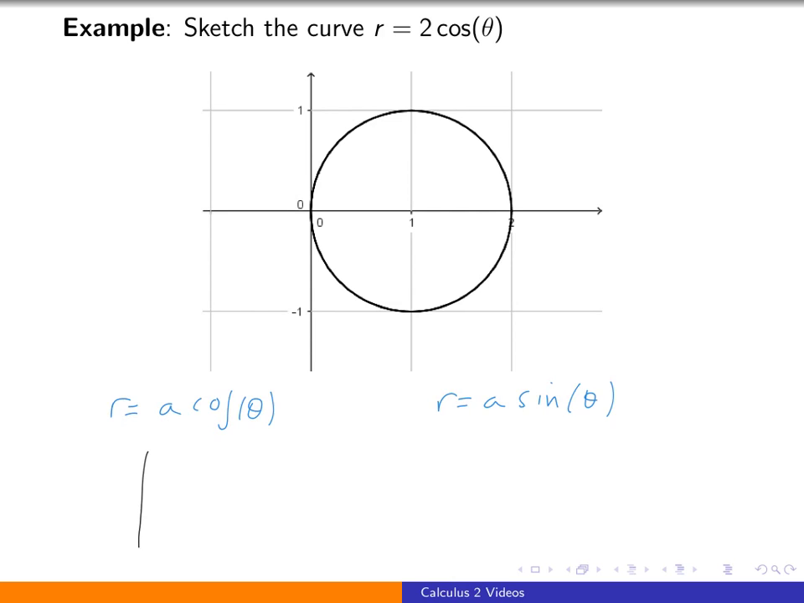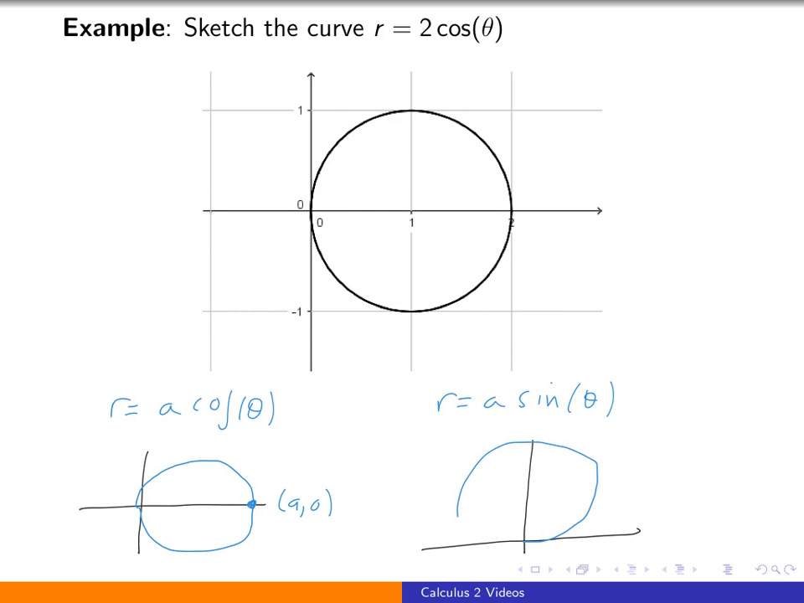And it turns out that r equals a cosine theta is going to be a similar looking circle. So it opens up along this positive x-axis, and this point is going to be (a, 0). Similarly, for r equals a sine theta, we're going to also have a circle with radius a over 2, except now it opens up along the positive y-axis. So it will look something like this, where in polar coordinates this point would be (a, pi over 2).